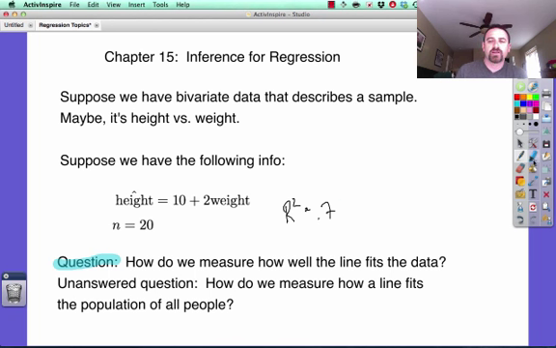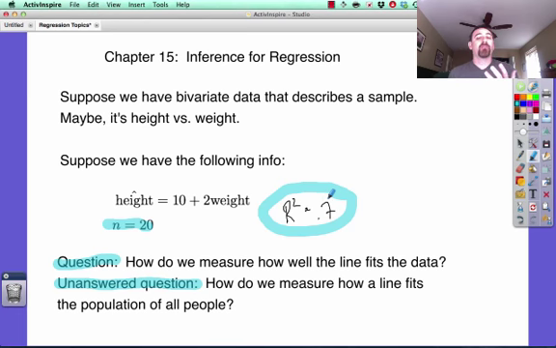But the unanswered question, which I think is a little tricky to get your head around at first, but makes a lot of sense, is how do we measure how that line fits the population of all people? This is only 20 people. R squared says that for these 20 people, the line describes the relationship pretty well, 70%. But we don't have a sense yet of how this line might apply to all people. It's only talking about how well it fits the data we have.